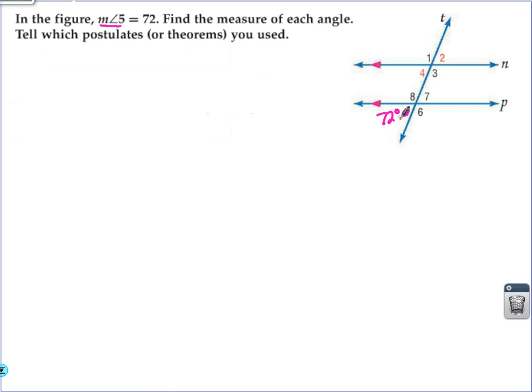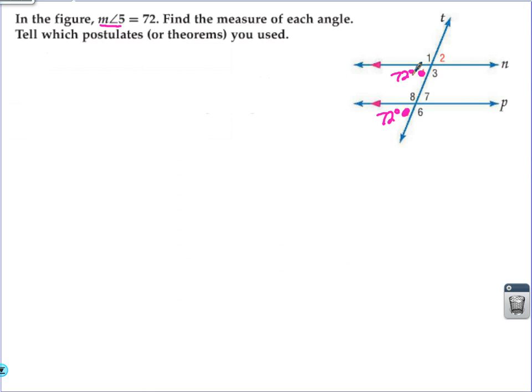4 is 72 degrees. And this is the hard part. I also want you to be able to tell me why. Jordan, what's the relationship between those two angles? I know they're congruent. What type of angles are those? Corresponding. Corresponding angles will always be congruent.